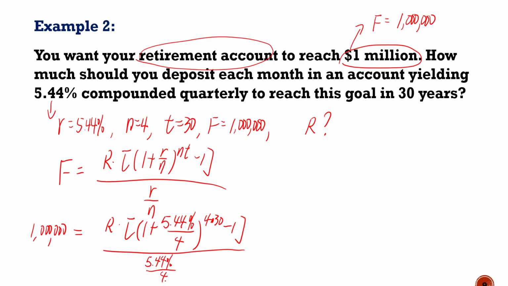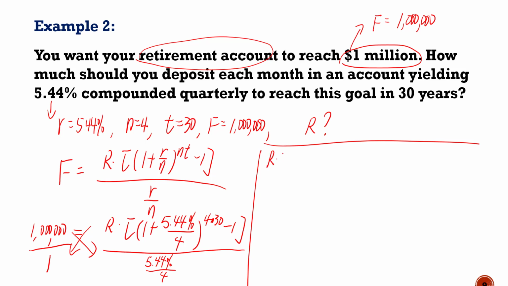And now in order to solve this, I'm going to use a proportion concept. So on the left, make it over 1, right? Any number could be written as a number over 1. And we just do cross multiplying. So we end up with R times the square bracket, 1 plus 5.44% over 4 raised to 120 power, minus 1. And on the right is a million times 5.44% over 4.